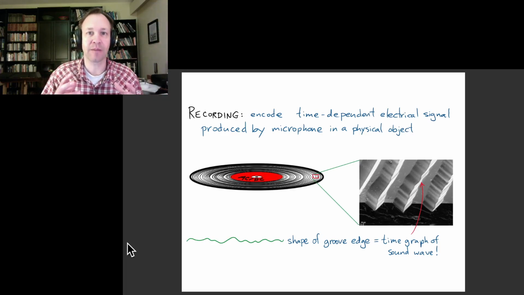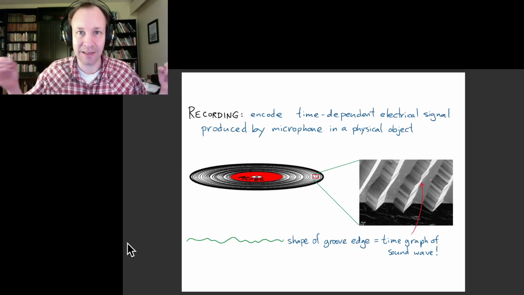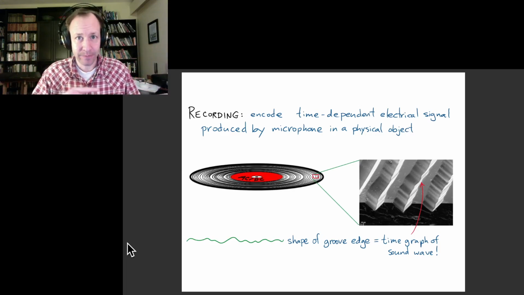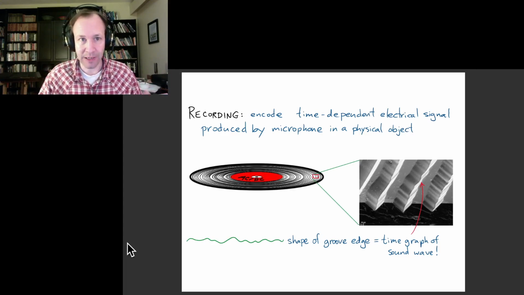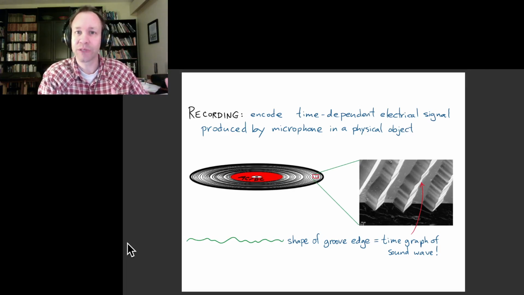And so I'm going to talk about two types of recording. One of the earliest types of recording is called an analog recording, and the specific mechanism is the one that we use on an LP record or a vinyl record. And then I'm going to talk about the modern way that we mostly record music, which is digitally.